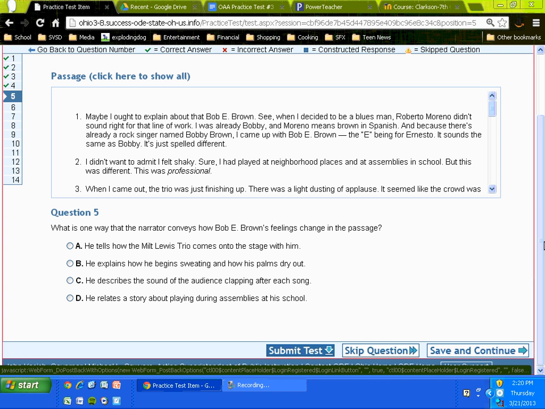Which of these provides that support? A, he tells how the Milt Lewis trio comes onto the stage with him. B, he explains how he begins sweating and how his palms dry out. C, he describes the sound of the audience clapping after each song. D, he relates a story about playing during assemblies at his school. Kim, let's go negative first. Eliminate one.